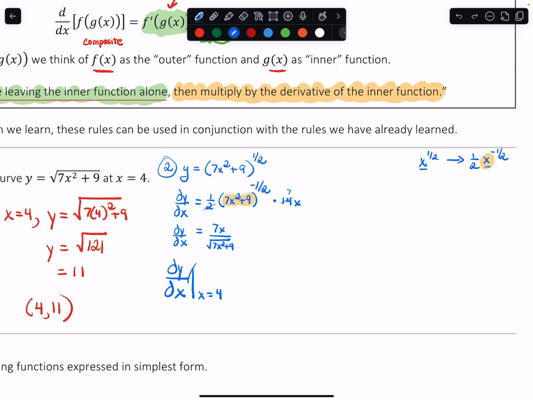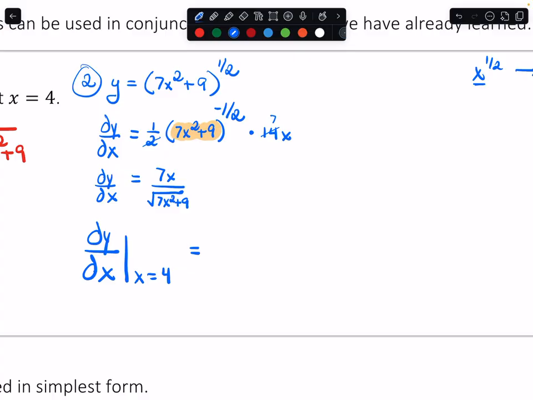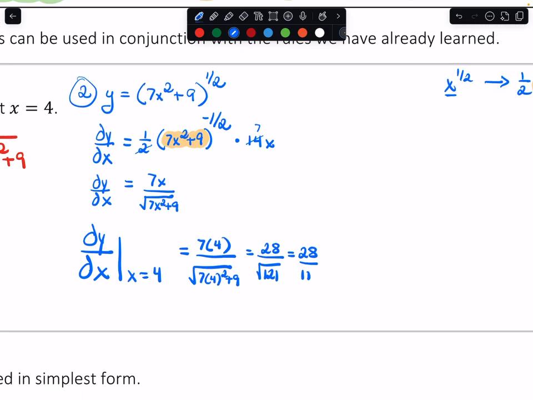You might say, well, why don't I just put 4 in there? It's just not the notation. There are other reasons for that, as we'll see as the year moves along. So I got 7 times 4 over square root of 7 times 4 squared plus 9. So that would be 28 over square root of 121, which would be 28 over 11. That's your slope. It's a number somewhere in between 2 and 3, closer to 3, but that's my slope.